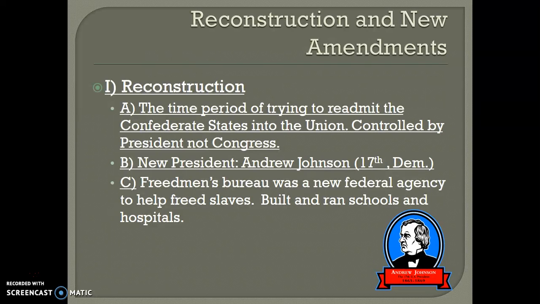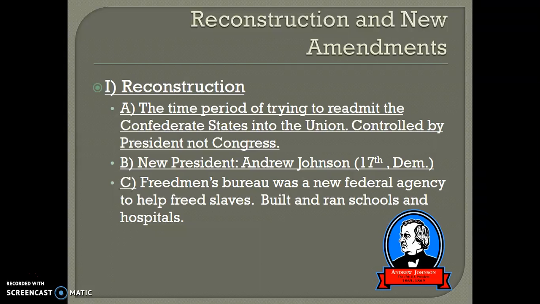So the first thing we're going to talk about is the idea of Reconstruction. And this is the time period when the United States is trying to readmit the southern states that seceded from the Union back into the U.S. And this was controlled by the president, not Congress, as part of his military powers. Since the Confederacy were states that were under rebellion from the Union's perspective, it was part of his power as commander-in-chief to control this, not Congress.